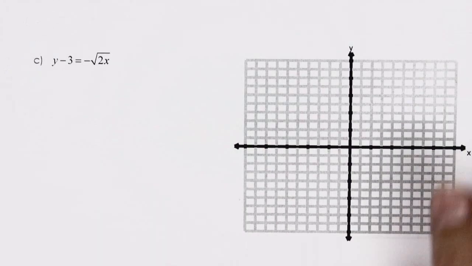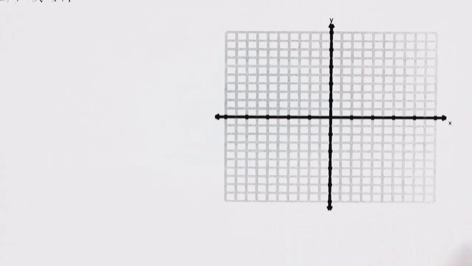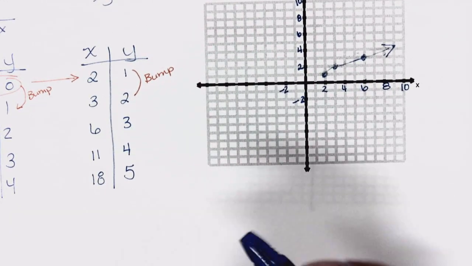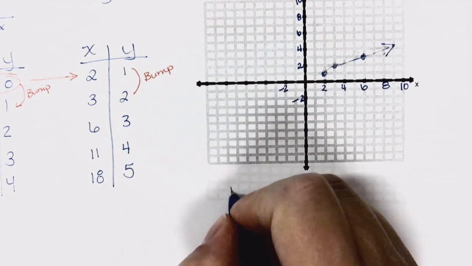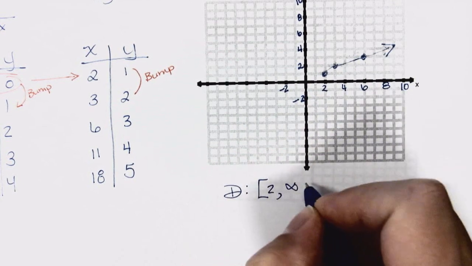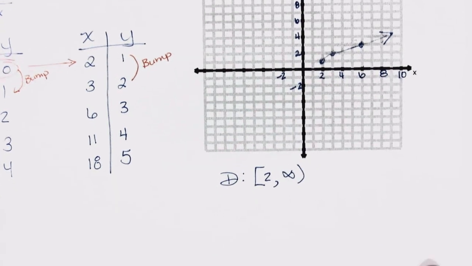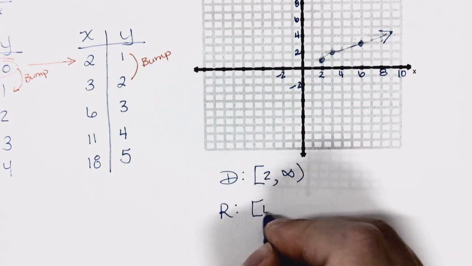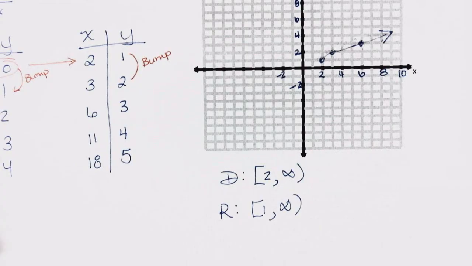Not too terrible. Oh, I was supposed to do domain and range again and I missed it. Okay, what's the domain on this guy? 2 to infinity. So inclusive of 2 to infinity. And range, 1 to positive infinity.